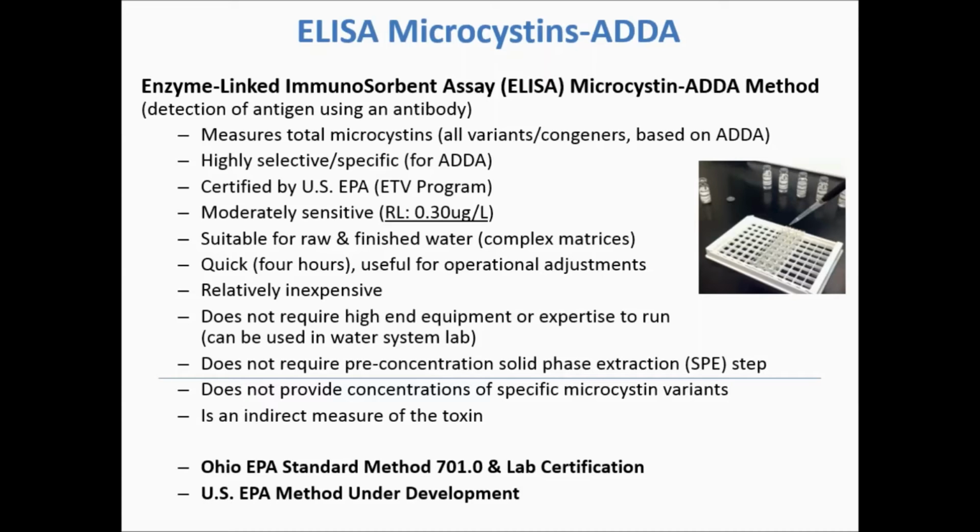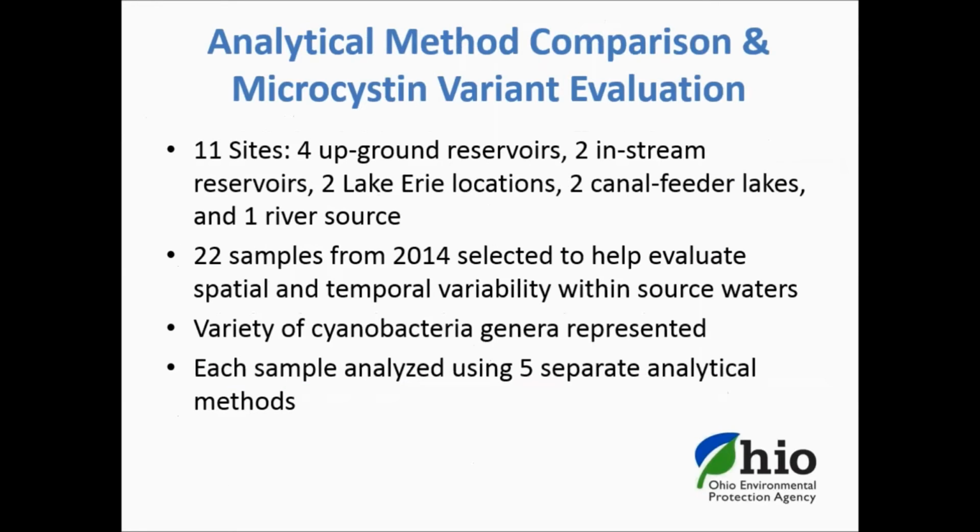We selected HAB-affected sites representing a variety of source waters from rivers to reservoirs and a range of cyanobacteria genera. Multiple samples were collected from select locations to help assess the spatial and temporal variability within source waters, and each sample is analyzed using 5 separate methods. The ELISA MC-ADA method that was previously discussed and 4 methods that I'll quickly go over now. Next slide.